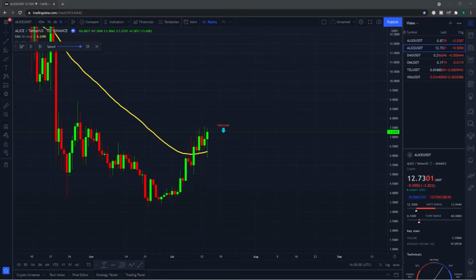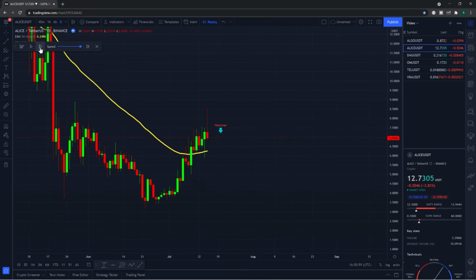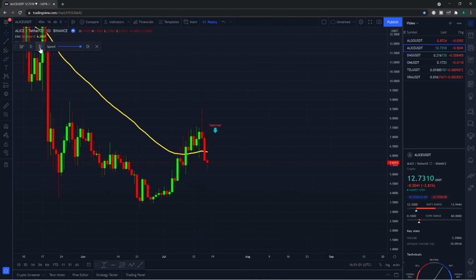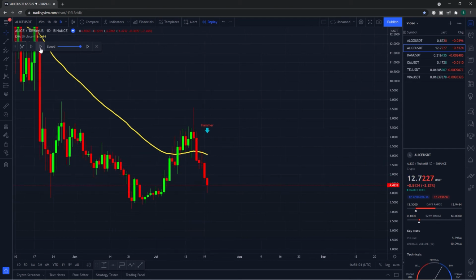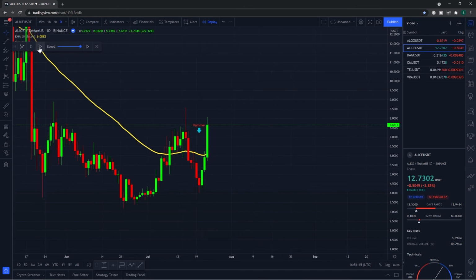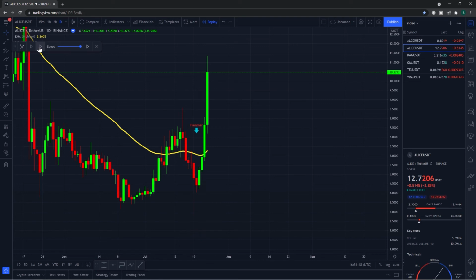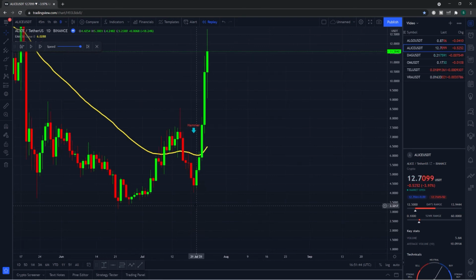Let me show you an example of what a hammer candlestick looks like. I'm on Alice, the 1-day chart. You can see we're on an uptrend, but if I fast forward, we go on a downtrend. And then we have a hammer form right here. I know it's red, but this is the hammer shape. So what we want to do is look to see if the price starts to go up. And if I fast forward, you can see that the price did in fact exponentially go up big time.